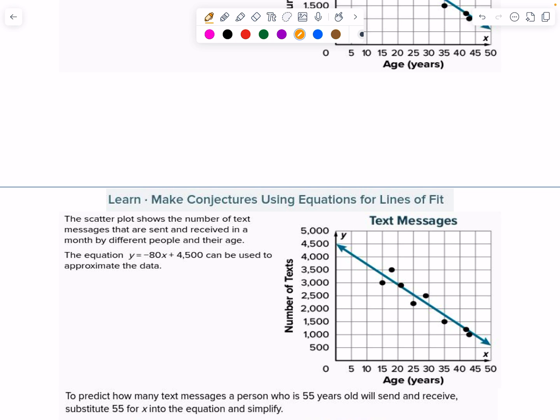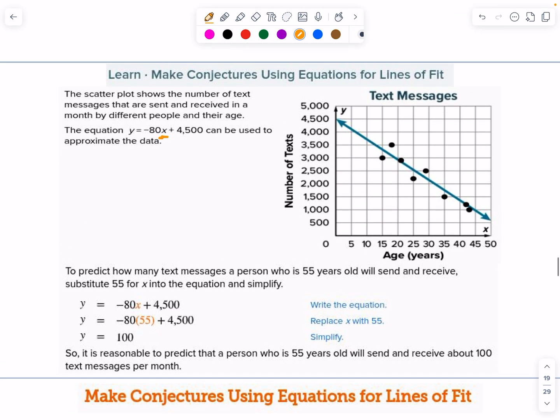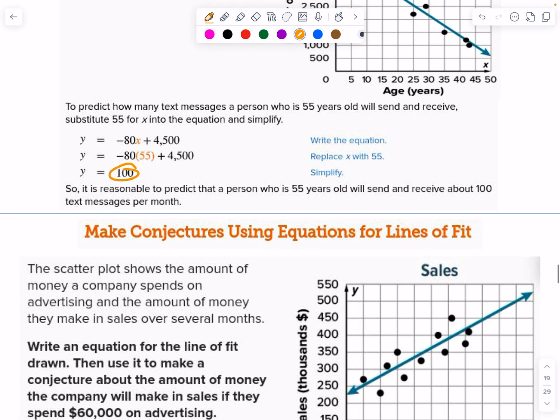So right now, instead of X there, plug in 55, punch it into your calculator, pause it, and go. And when you did it, you should have got about 100 when you plug that in. Don't forget about the negatives in there. This is a negative association. So that means it's reasonable to predict that a person who's 55 years old will send and receive about 100 text messages per month. I'm a little above average there.